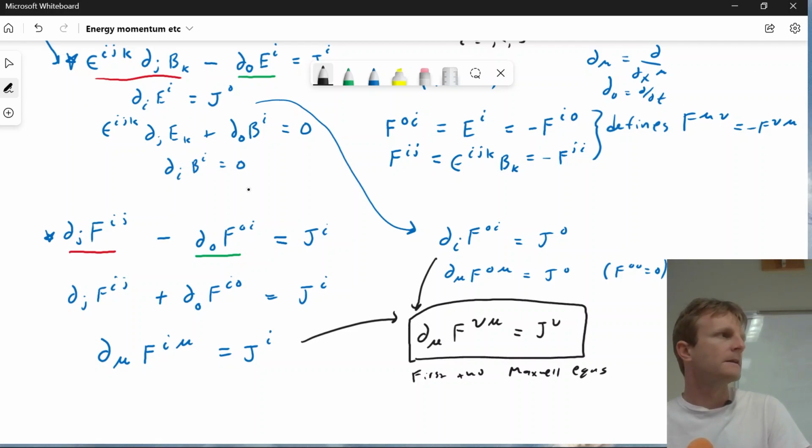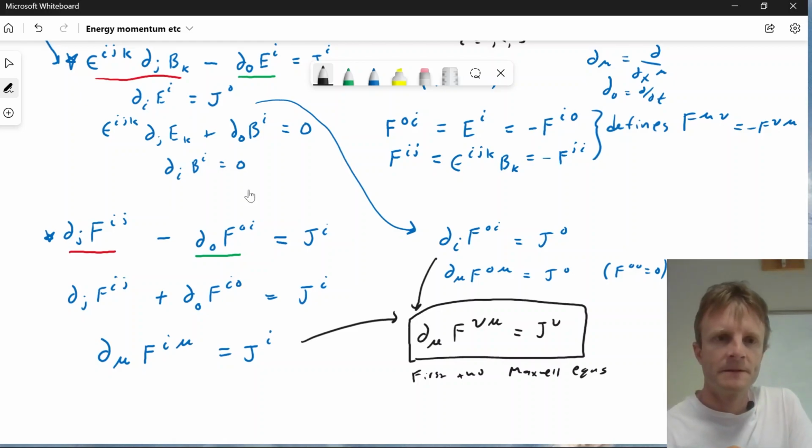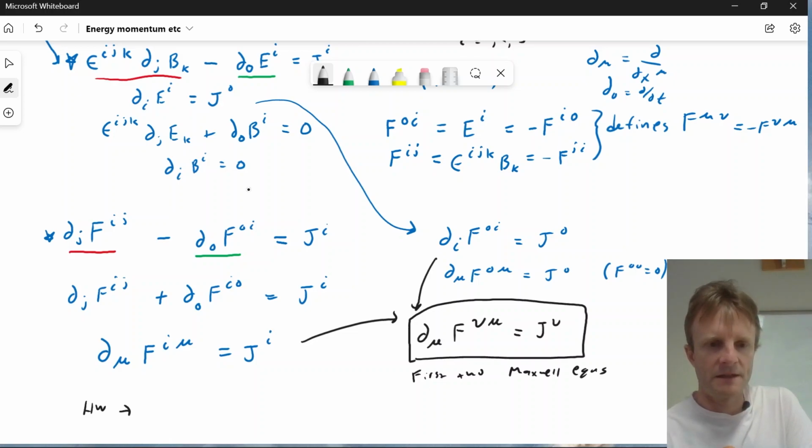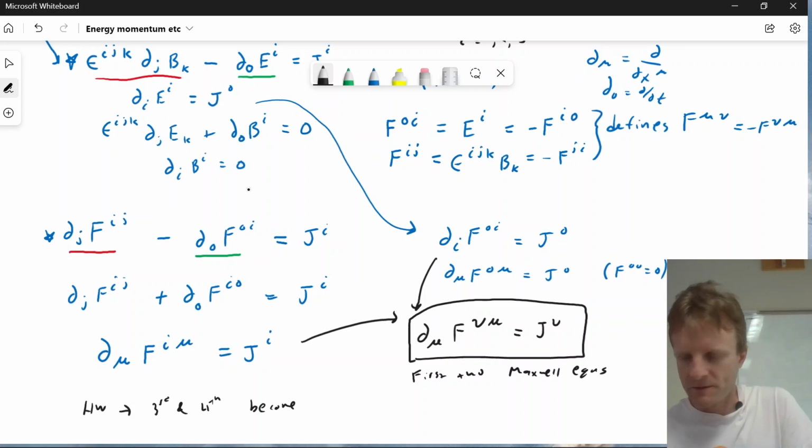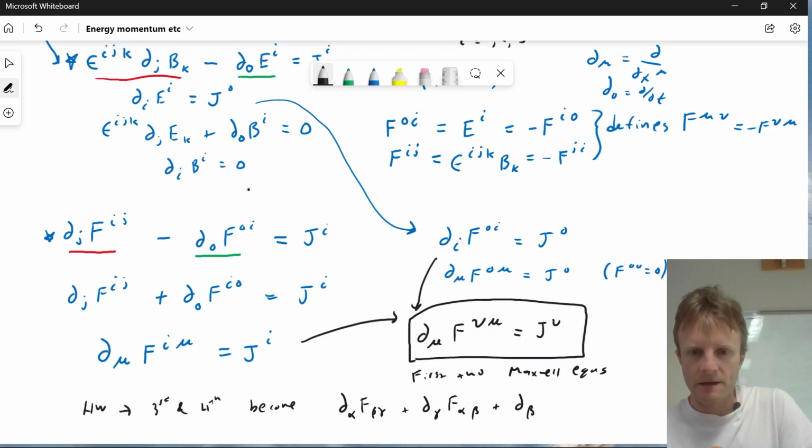Yeah? Are we going to go through showing that the other equations work? You're going to do that on the homework. So on the homework, you're going to prove that the third and fourth Maxwell equations become the following: ∂_α F_{βγ} plus cyclic permutations, ∂_γ F_{αβ} plus ∂_β F_{γα}, equals 0.